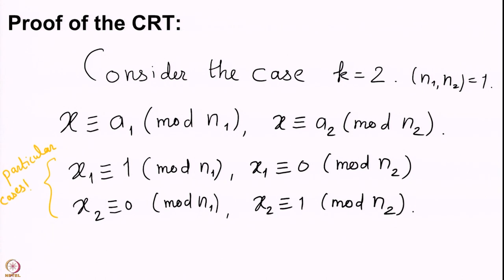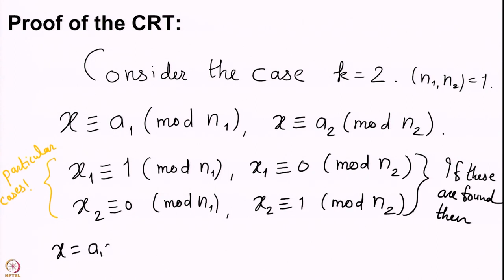But if we have a solution to these, if these are found, then I will simply take x to be a1 x1 plus a2 x2. So assuming that there is a solution x1 and x2 satisfying these various conditions, with the assumption we can solve a general equation.